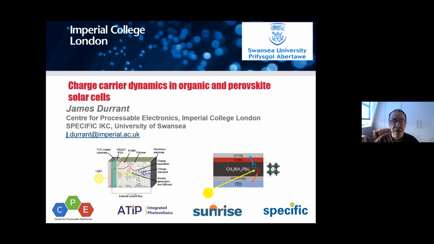I'm going to focus primarily on the dynamics of charges in two examples of relatively new photovoltaic technologies: organic solar cells based upon blends of an organic donor and acceptor sandwiched between electrodes, and these new hybrid organic-inorganic materials, these organo-lead halide perovskites, which are really the new wonder material for generating high performance solution processable solar cells.